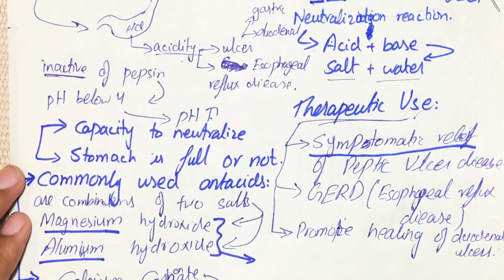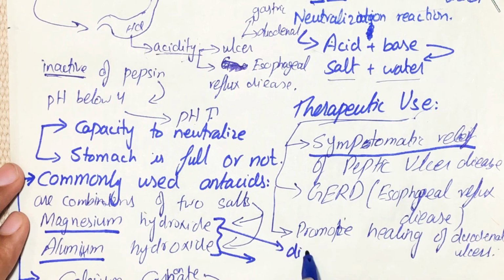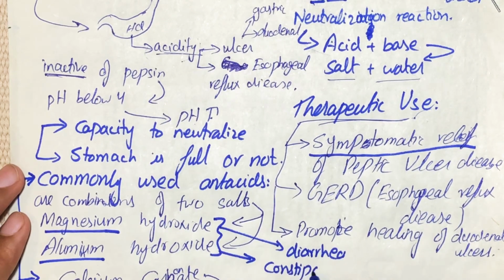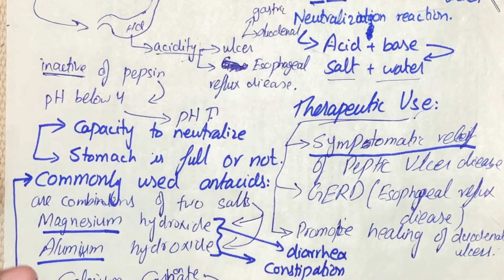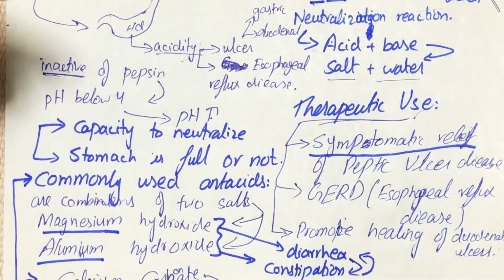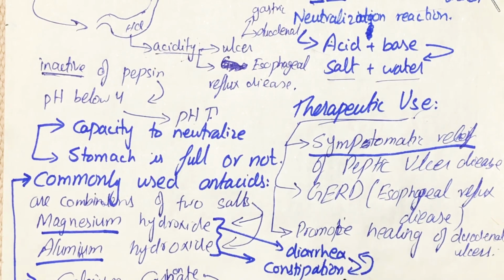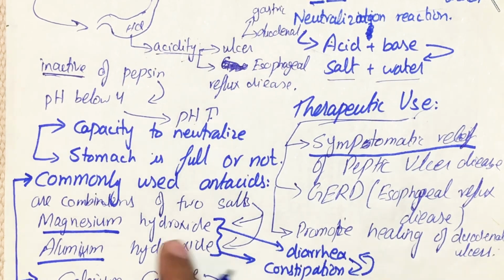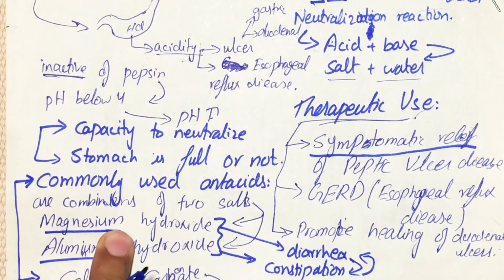this magnesium hydroxide can cause diarrhea, while this aluminium hydroxide can cause constipation. So you know why we are combining these two things, because these two things have opposite effects. So when we combine these two things, they will nullify each other's effect. In this way, we will have a neutral effect on our gastrointestinal tract. So this is the reason why we give magnesium and aluminium salt in combination.